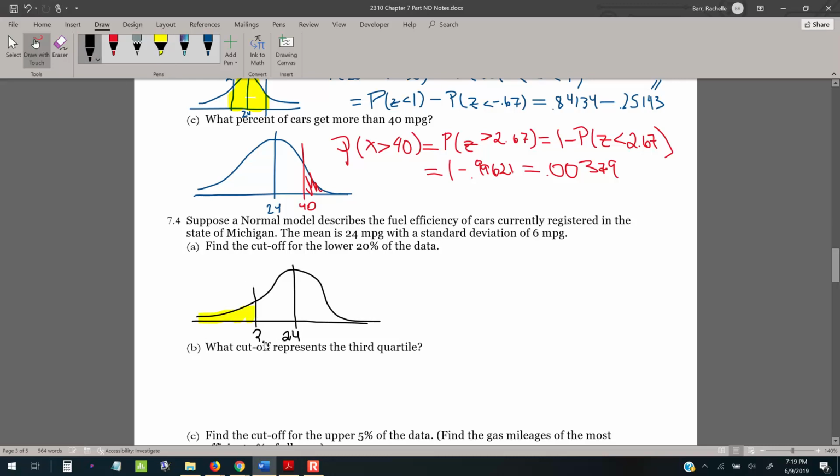So I'm saying, I want the x's below some unknown cutoff value for where they start to be 20%. This is the same as saying on the z distribution, I want to know the z that's less than something that gives me 20%. But the second part I can actually do. I can find a z-score whose area to the left is 20%.